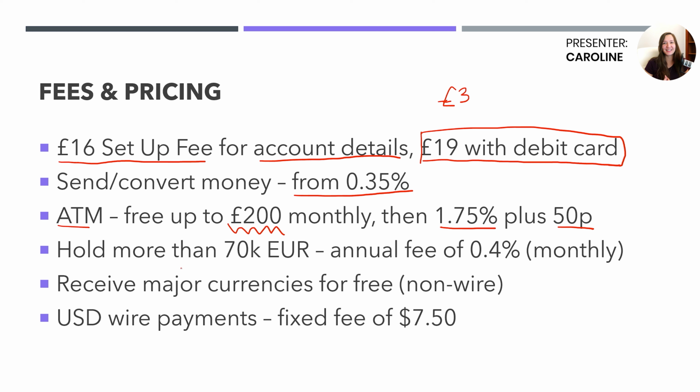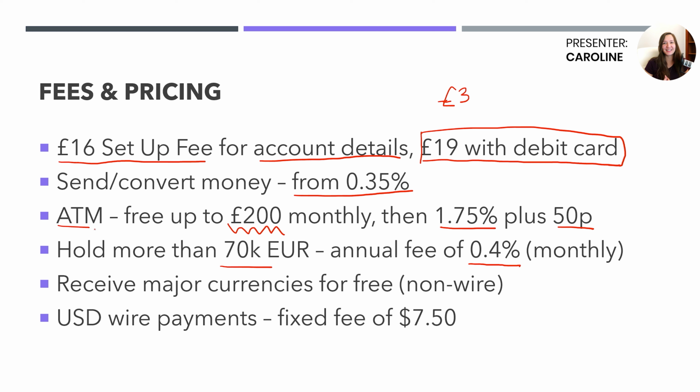If you are planning to hold a significant amount of euro currency for some reason, you can hold up to 70,000 euros with no fees. However, once you go over 70,000, there would be an annual fee of 0.4% monthly, and this is due to the fact that the exchange rates in Europe are currently negative. So it's costing TransferWise or Wise money to hold your currency there. These fees may drop off in the future, we'll have to keep an eye on that, but do feel free to check their website because they should update these regularly.